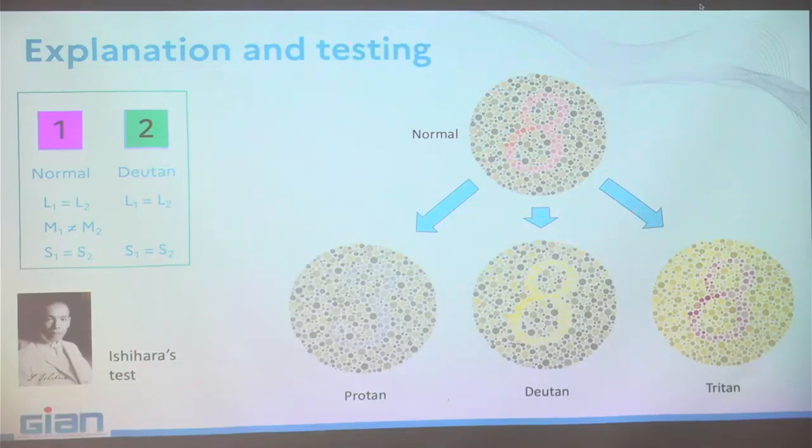If you go to the doctor, they can show you that. Here, if you have normal vision, you see 8. If you are protan, you don't see anything. If you are deutan or tritan, you see different things.